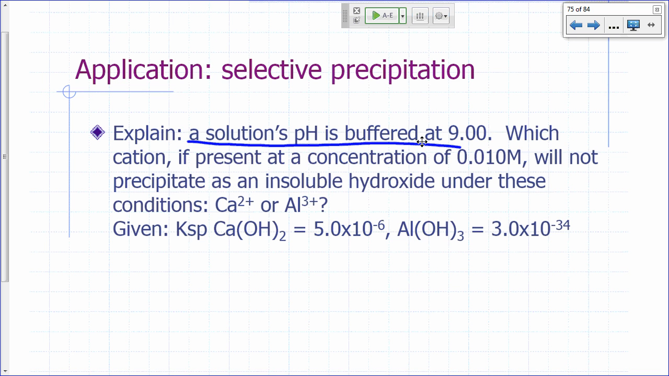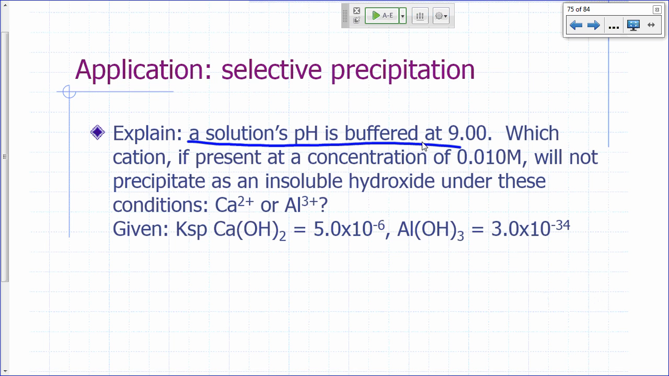So let's say your solution is buffered at pH of 9. So you can make a buffer. So you have a reaction mixture, you buffer it to pH of 9. What would be a good buffer for that we've seen earlier? You remember? pKa of ammonium was like 9.26. So an ammonium chloride buffer would be something you might want to use for that. Okay, so your solution is buffered at pH 9.